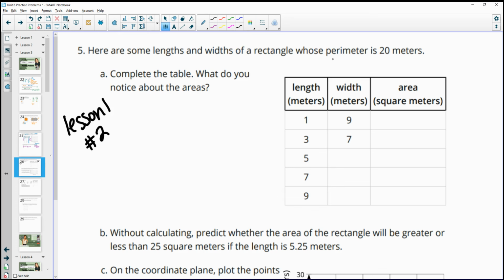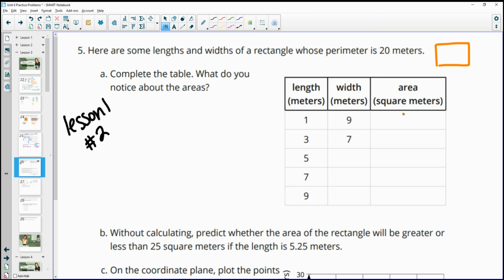So we have a rectangle whose perimeter is 20. And perimeter means we're going to add up all these sides. So we're going to have 2 of the same widths and 2 of the same lengths. So if we just add 1 length and 1 width, it's going to be 10, half of the perimeter. And this wants us to find the area, which means multiply them.